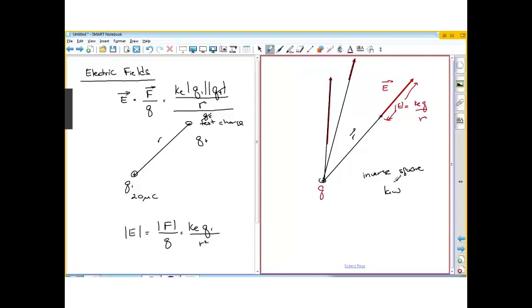And another example of the inverse square law is gravity, gravitational force. It's divided by r squared as well. Okay, so this is it.